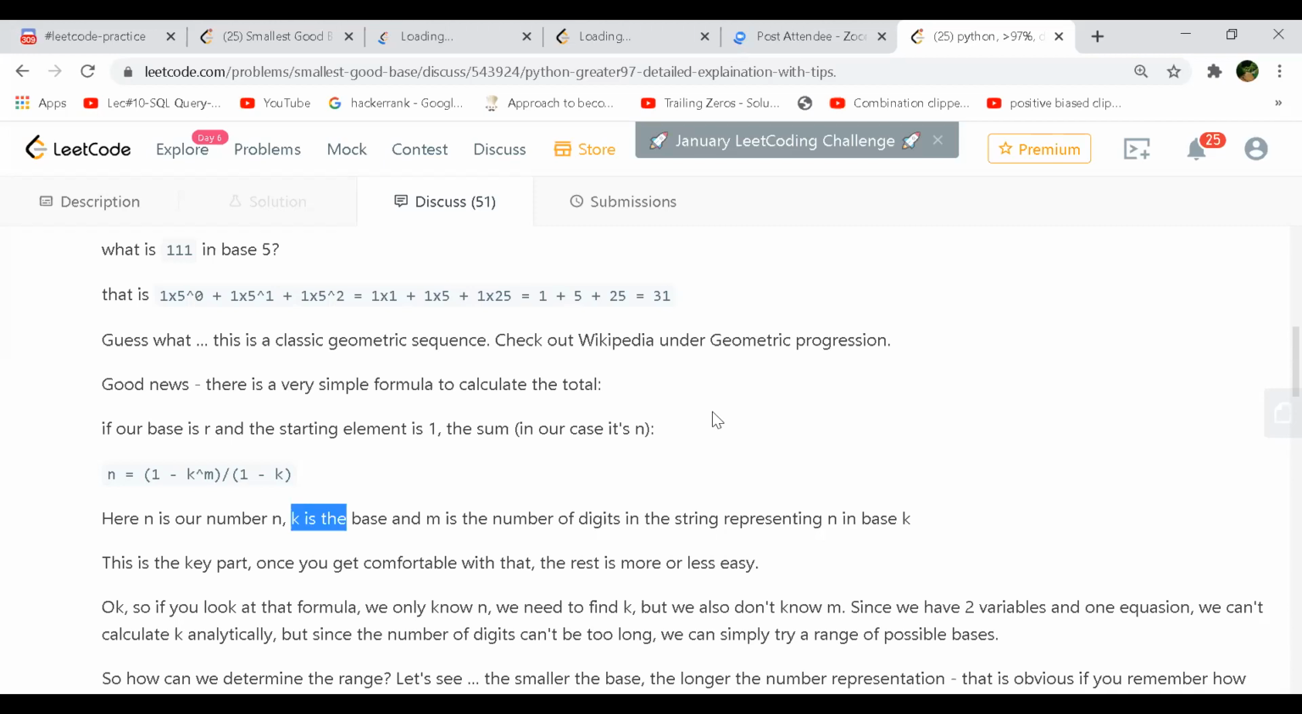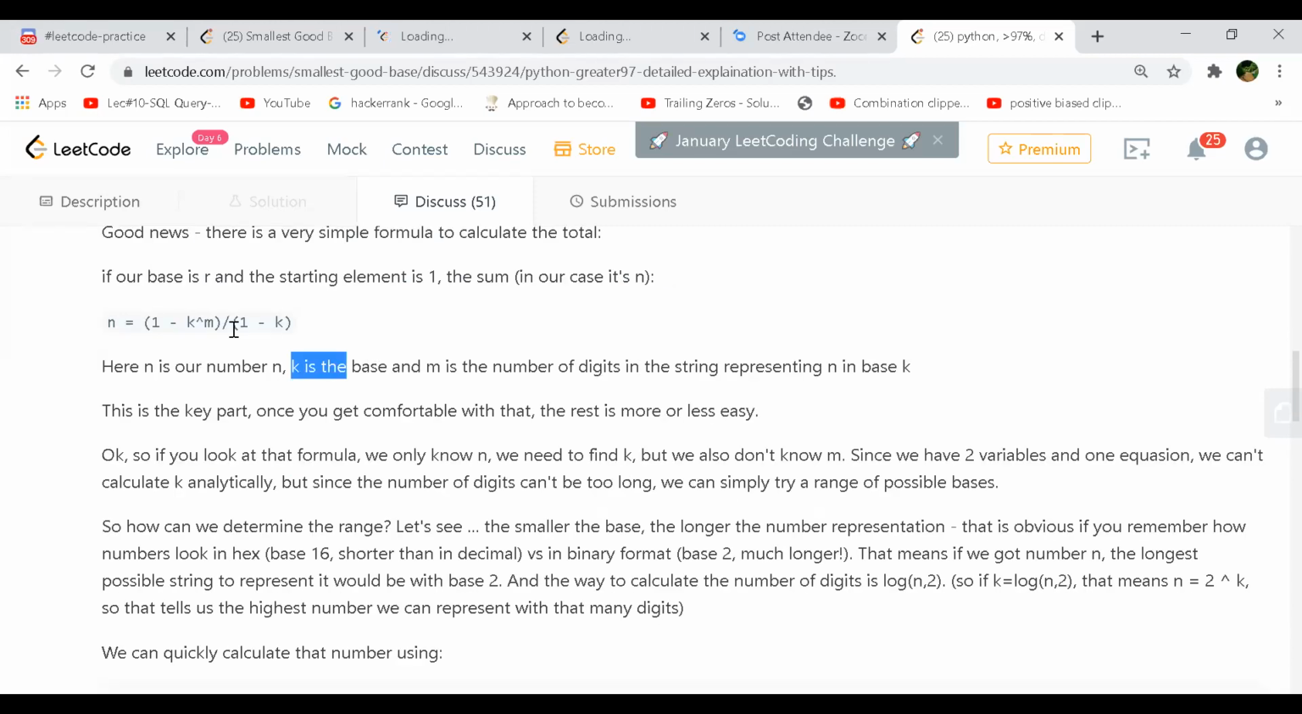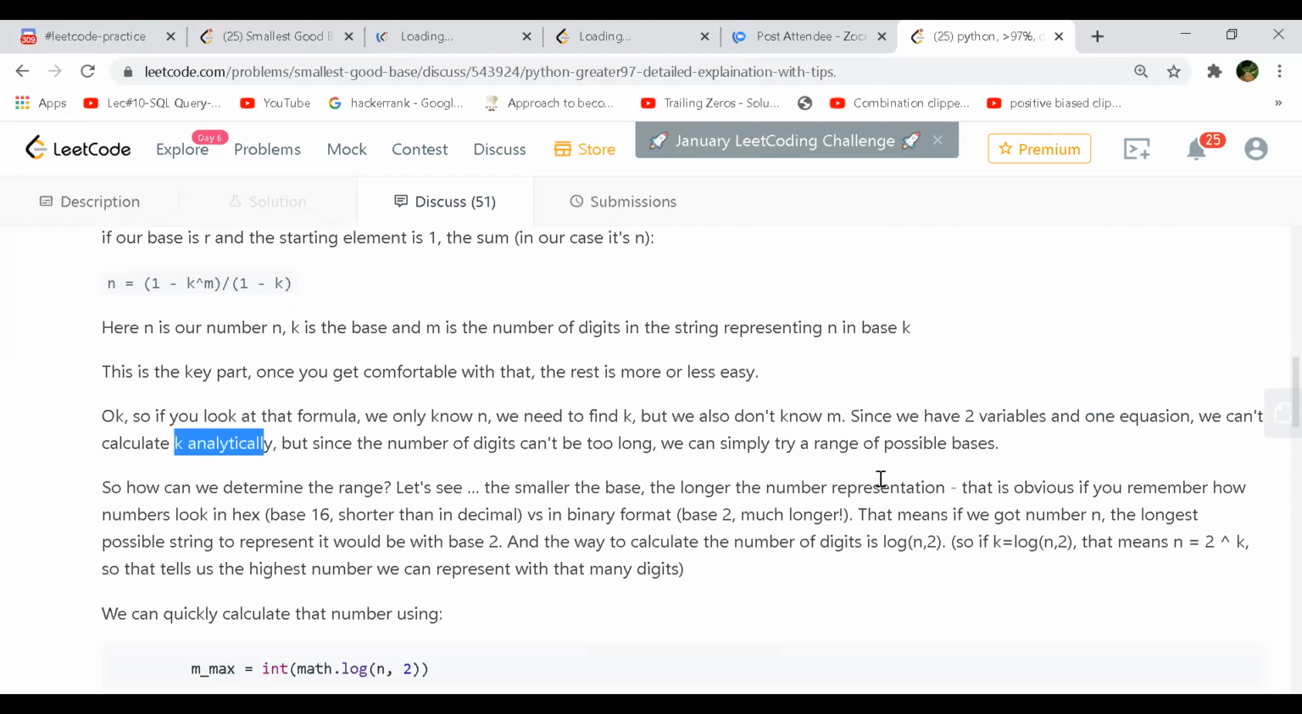So there are two variables which we have to find, right? Only n is known to us, and k and m we have to find. Both are unknown. Since we have two variables and only one equation, we have to use some logic or some approximation here, right? Since the number of digits can't be too long, we can simply try a range of possible bases. So how will you determine the range?